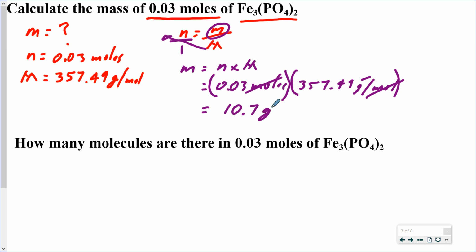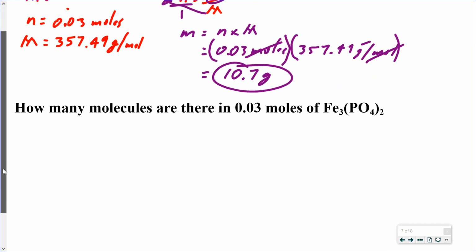Again, what does that mean? If we have 0.03 moles of iron 2 phosphate, so this will be a little bit less than 1 full mole, of course, a little bit less than Avogadro's number, and we're actually going to figure out how many molecules there are down below. But if you have this many moles of iron 2 phosphate, then this is how much it is going to weigh. So let's just go back to Avogadro's number for a minute here.